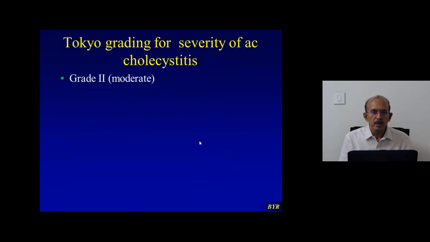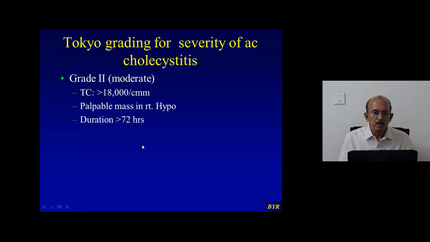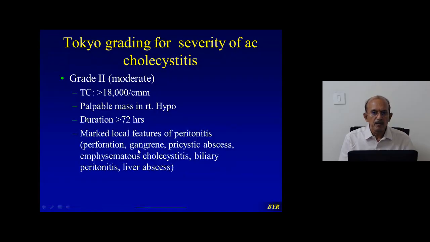Grade 2 is moderate acute cholecystitis. In this, apart from cholecystitis, there will be a total count of more than 18,000 per cubic millimeter. Palpable mass in the right hypochondriac region. Duration of the patient's illness is more than 72 hours. Marked local features of peritonitis.